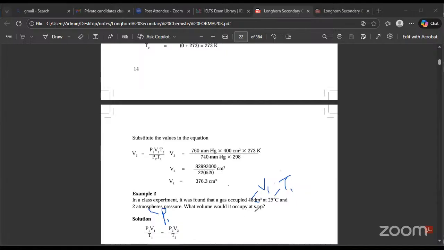Now we continue. What will be the volume that it will occupy at STP? So we have identified P1, we have identified V1, we have identified T1. Now we want P2, we want also T2, but we have been given those in the question. The one that we have not been given is V2.